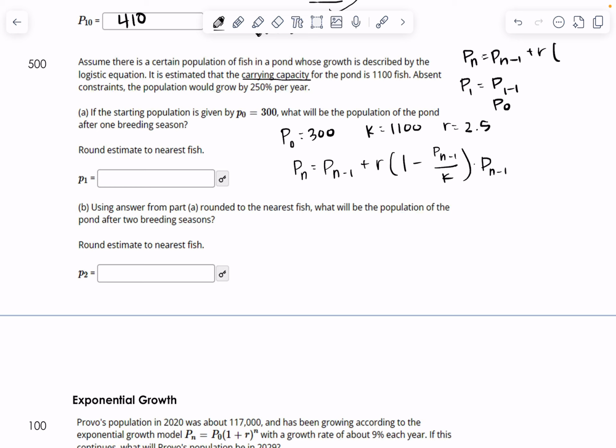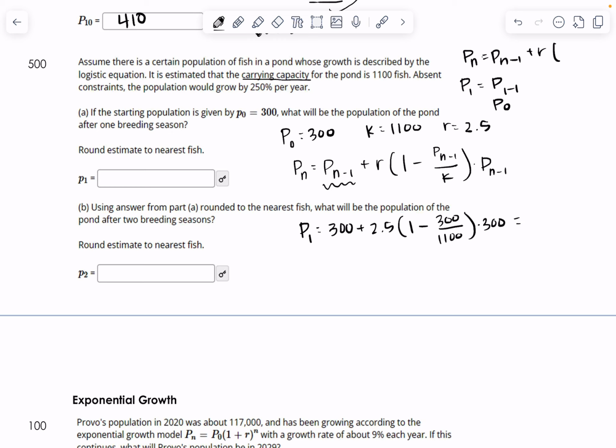So that's why you use the previous population. This means the previous year's population, because like you see right here, 1 minus 1 is 0. If this was 2, then it would be 2 minus 1, and you'd be using P sub 1 as the previous population. So for P sub 1, it's 300 plus 2.5 times 1 minus 300 over 1100 times 300.